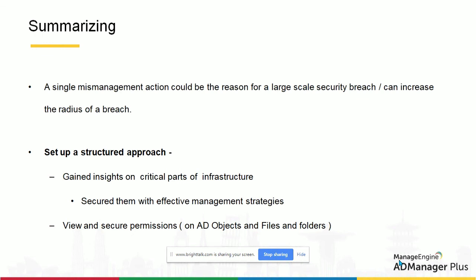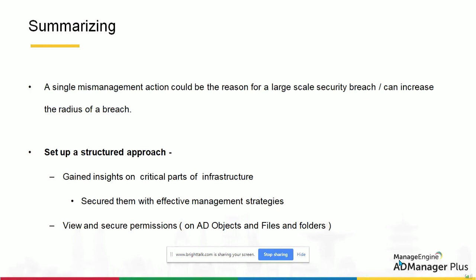So in order to overcome mismanaged permissions with an Active Directory, we set up a structured approach where first we gained insights onto the critical parts of our infrastructure, important places like passwords, group memberships, user activity, right? Users, from where users have logged on, and how long users have been enabled, and how long their accounts have been enabled but haven't been used. So by looking into places like this, we gained insights, and we potentially conducted cleanup activities at different parts.